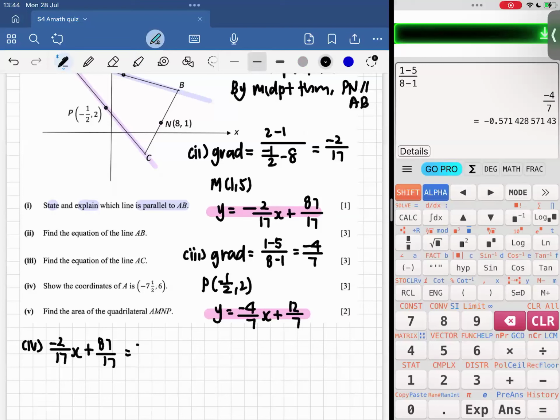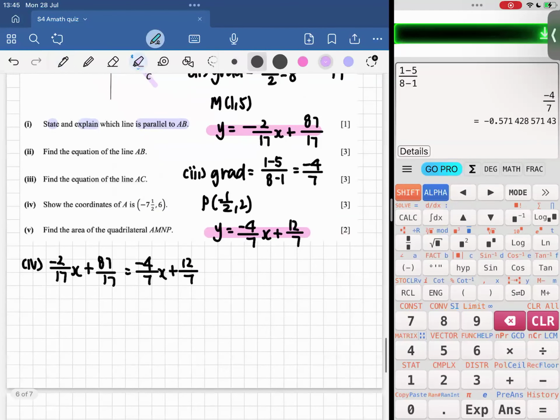So the concept's nothing scary. You just need to see the midpoint theorem and see the parallel lines, okay? So this one also same thing. Don't go and make your denominator the same. Don't do funny things. Just combine these two, okay? So negative 2 over 17 bring over, so plus 4 over 7. So this is 54 over 119.